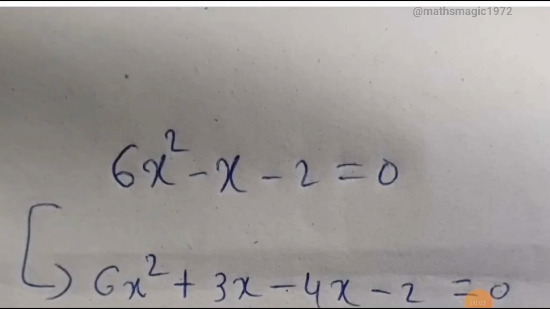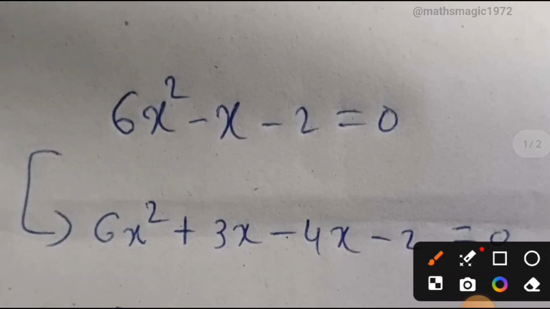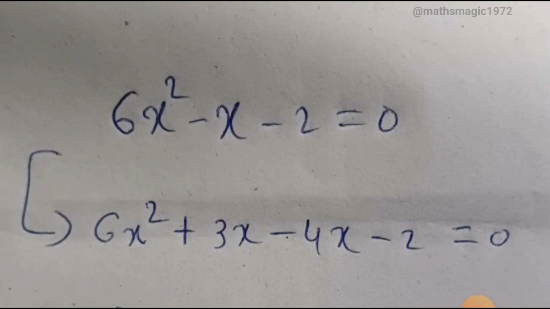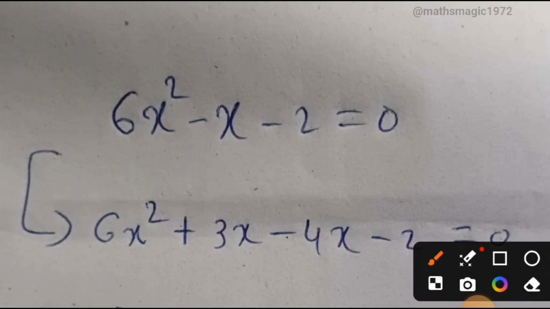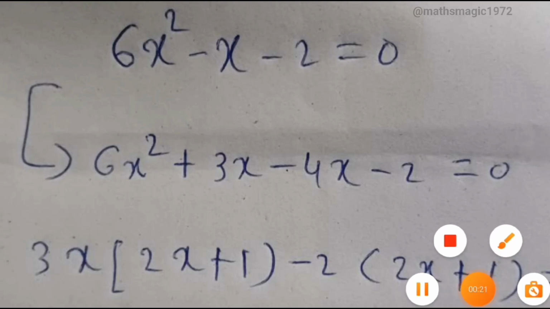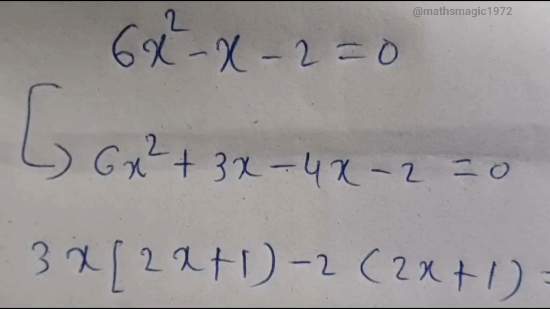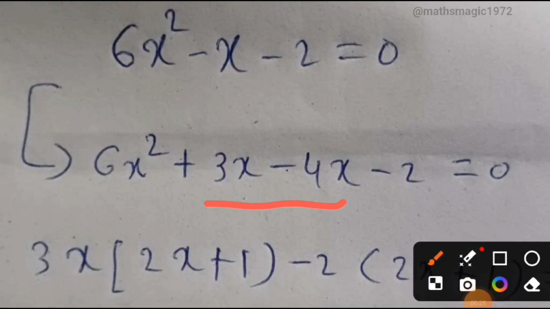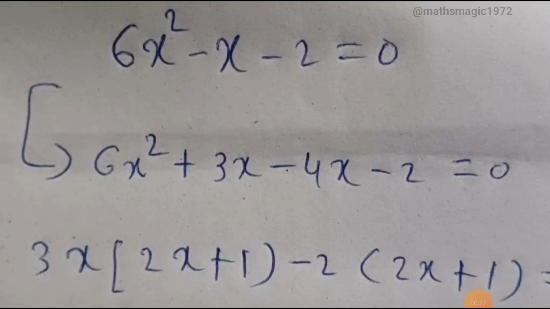Find the roots of the quadratic equation 6x² − x − 2 = 0. Here, you have to split the middle term x. We get 6x² − x becomes 6x² + 3x − 4x, and then − 2 as it is.